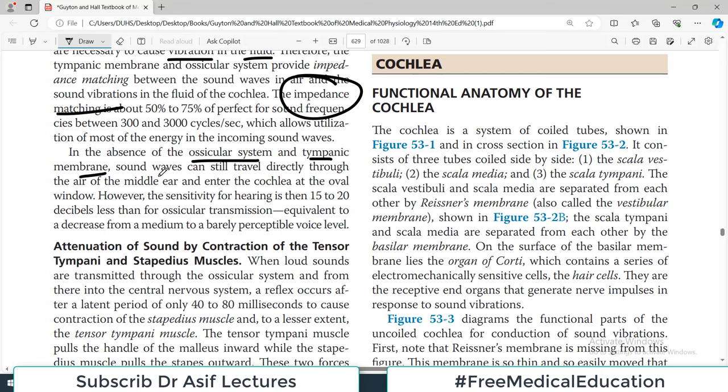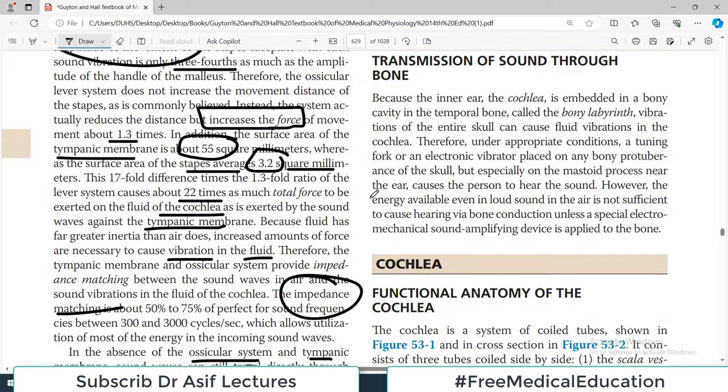In the absence of the auricular system and the tympanic membrane, sound waves can still travel directly through the air of the middle ear and enter the cochlea. However, the sensitivity for hearing will be 15 to 20 decibels less for the auricular transmission, equivalent to a decrease from a medium to barely perceptible voice level. So you won't be able to hear, okay?